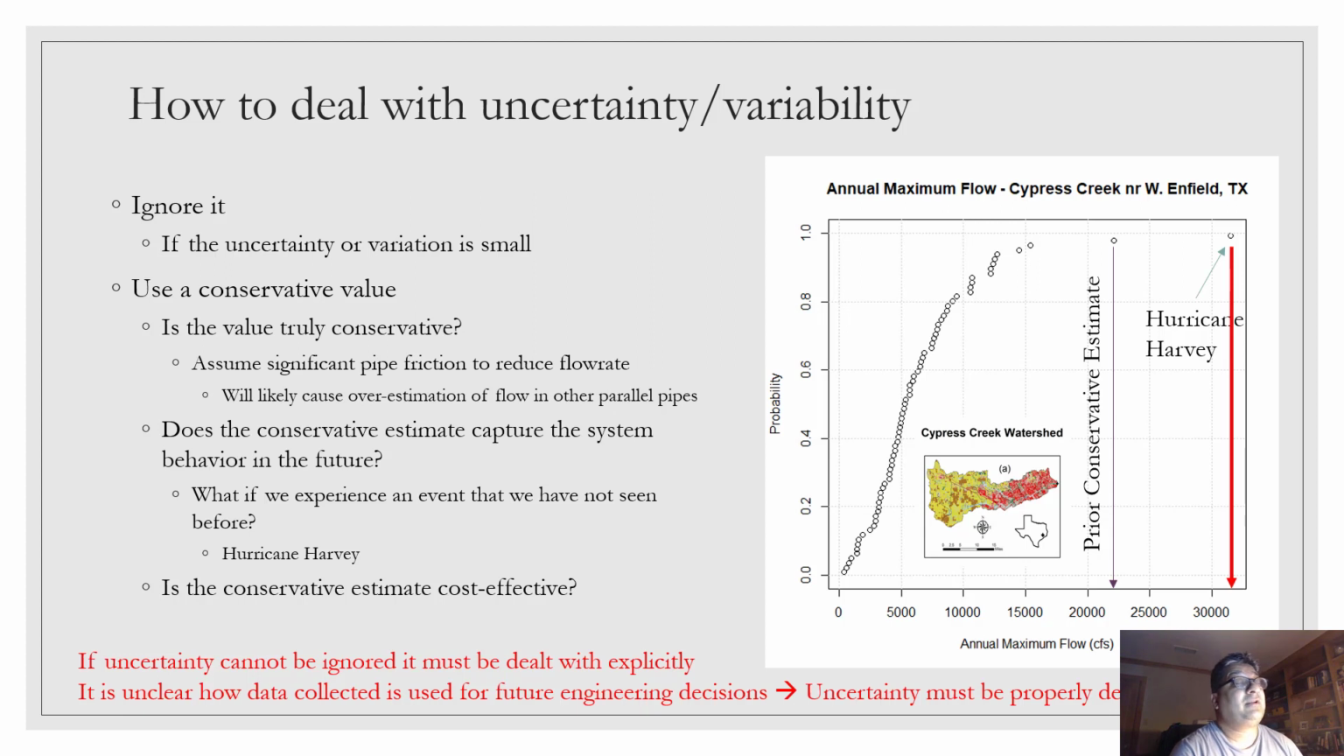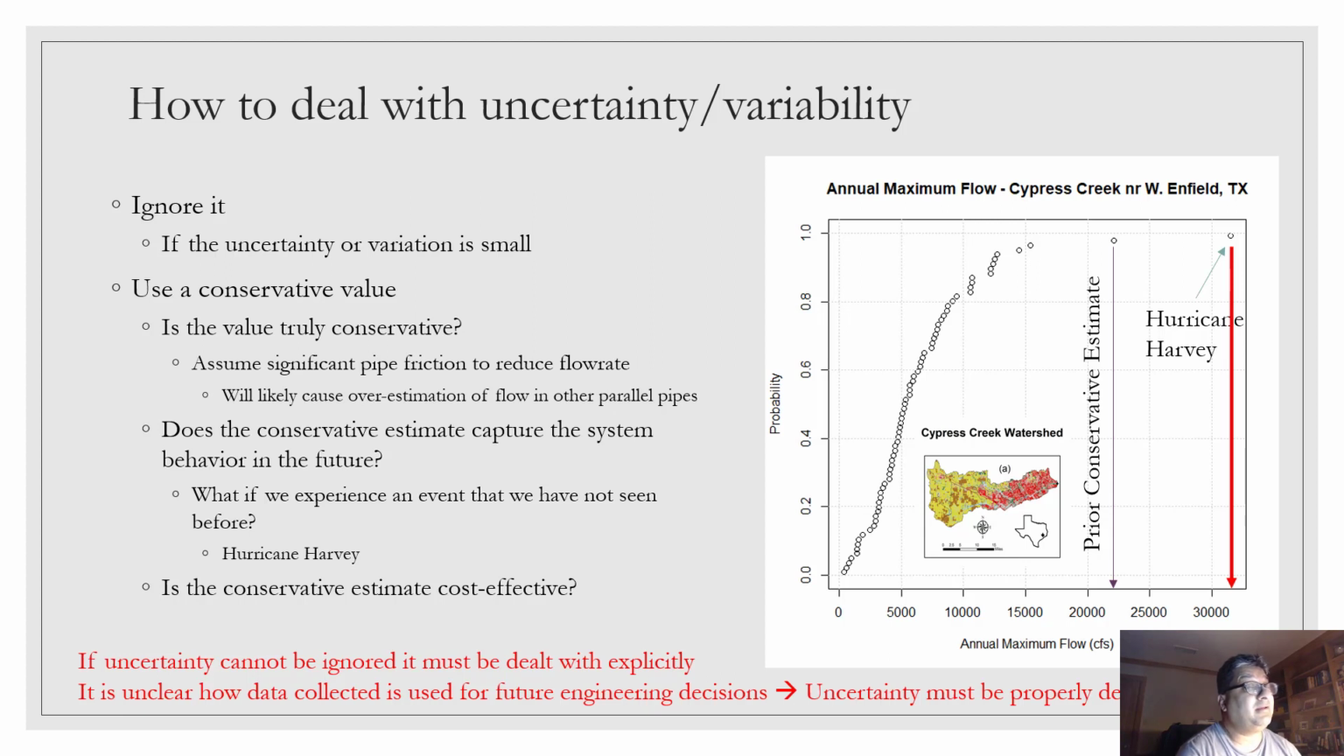So how do we deal with uncertainty or variability? Well, the first approach is to do nothing, which is to ignore it. And we can get away with this if our uncertainty or variation is small. So if we say the value is going to be 50 kips per square foot, say for some stress, and it varies plus or minus 2 KSF, then it's not a very big variation, so we can likely ignore it.